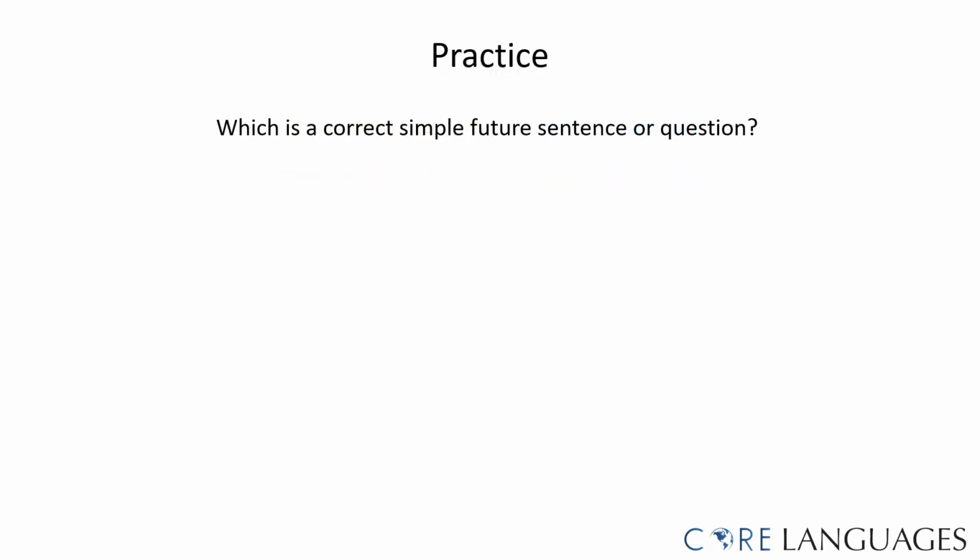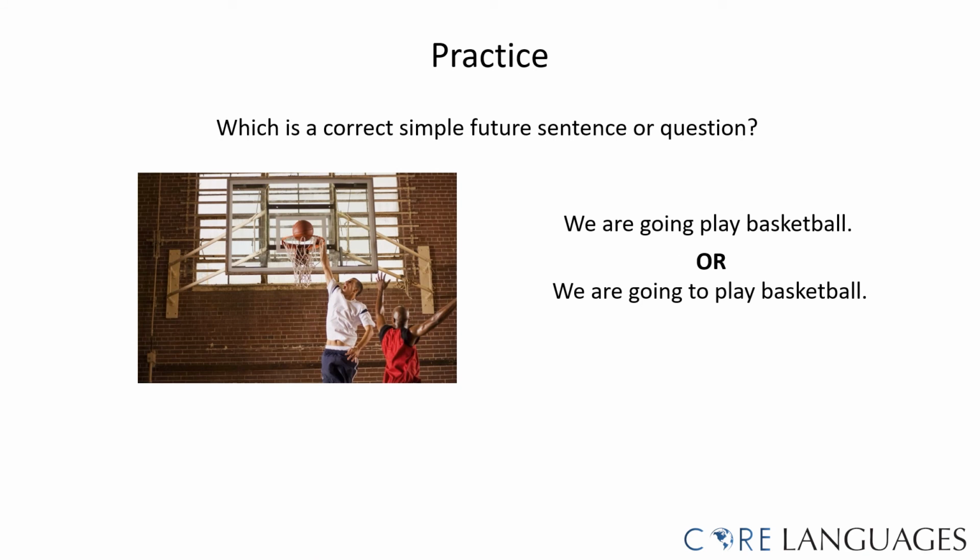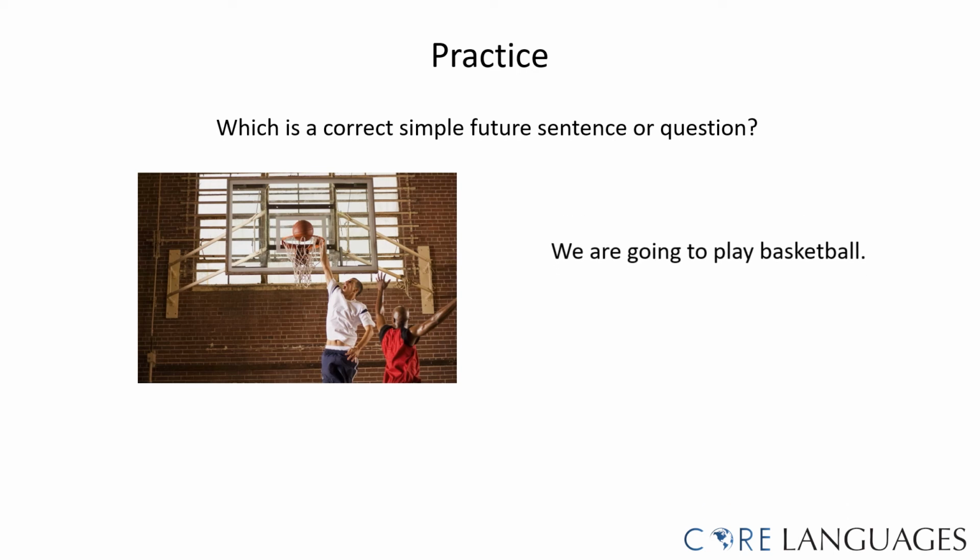Let's practice. Look at the following sentences and try to identify the correct sentence in the future tense. Try to keep in mind the formulas for each construction: will, going to, and shall. We are going play basketball, or we are going to play basketball. Excellent. We are going to play basketball. The formula for using going to in the future tense is a conjugated form of to be, going to, and a base verb.